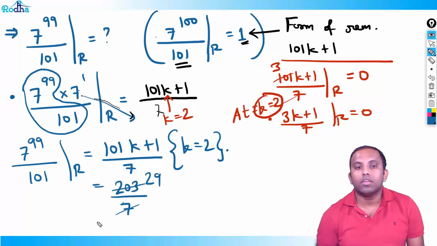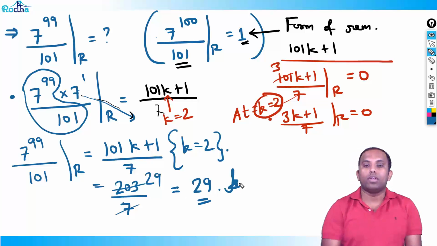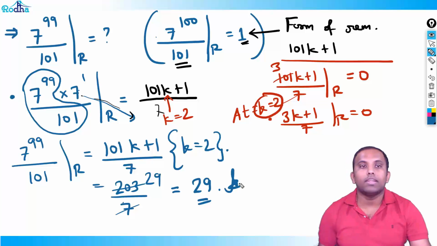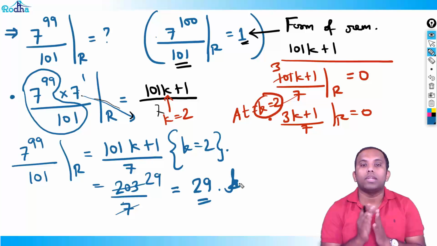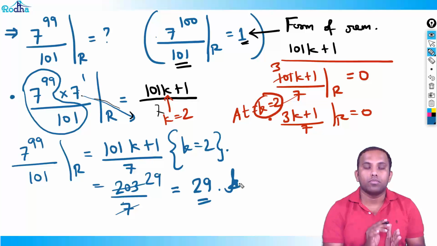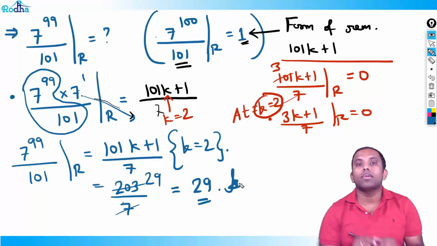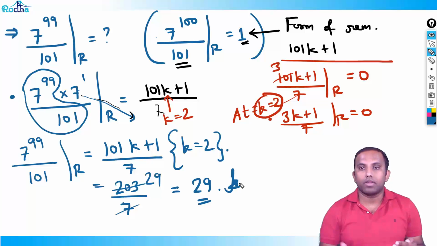So what is the answer? Since 29 is a positive number, 29 only would be the answer. So 7 raised to 99 upon 101 remainder: the answer is 29. Same method we are doing, reverse of Euler. These all are the same model questions. These are tough questions of remainders. In CAT, many times in previous year questions, remainder questions have been asked.